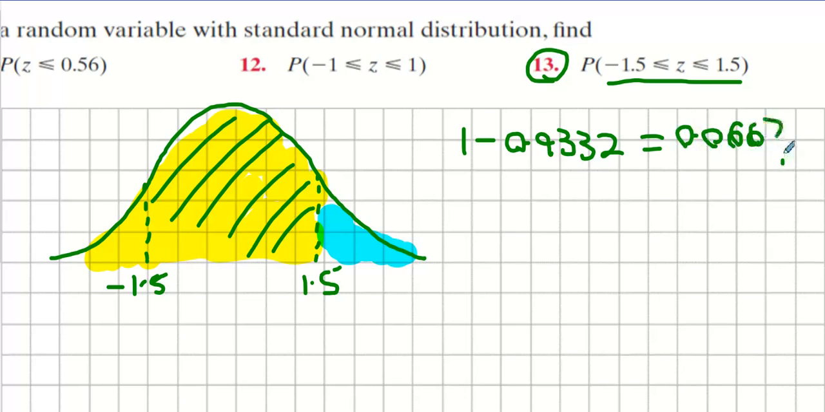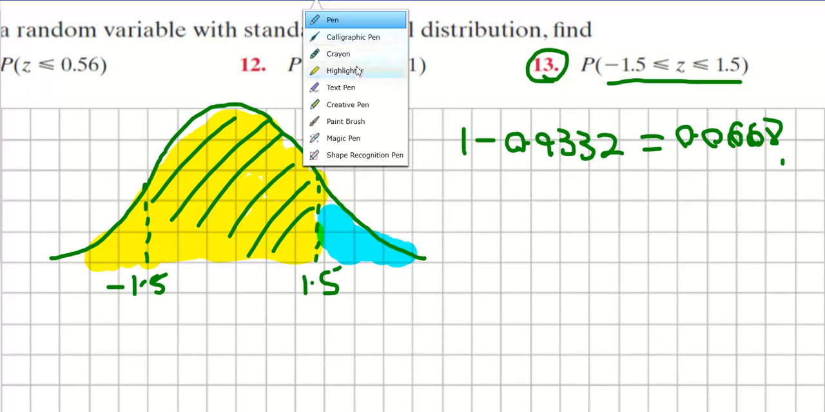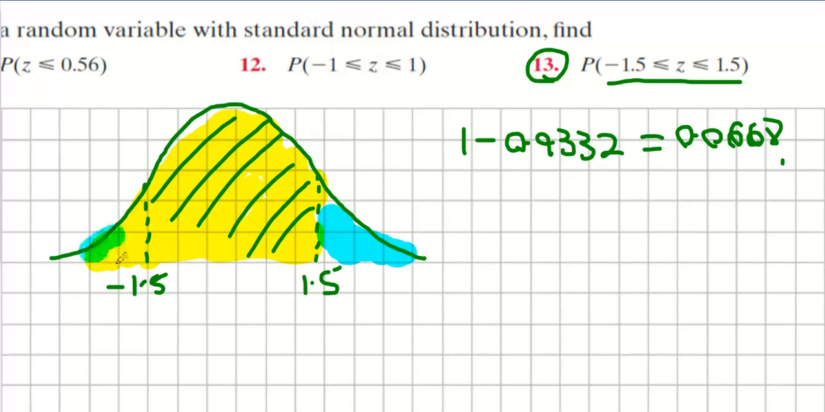0.0668. Now, this blue region happens twice. The blue region here and here, isn't it? Well, it's now green, but you get the gist. Okay, I have to do it twice. So what do I need to do with my answer? Multiply it by 2 and take it away from 1.